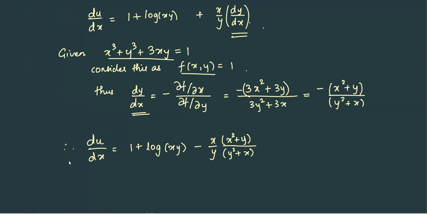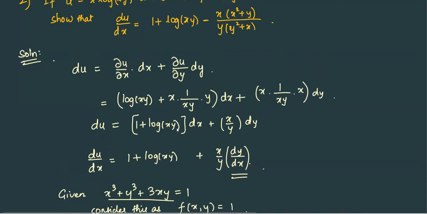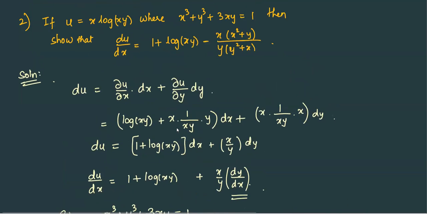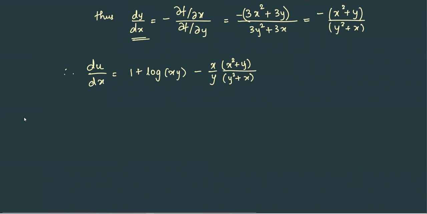So this one is the required answer. Now there are verbal answers. Sometimes they give questions like this, the verbal questions. Next one I'll do this. So this was a simple practice problem. Now think of this one.